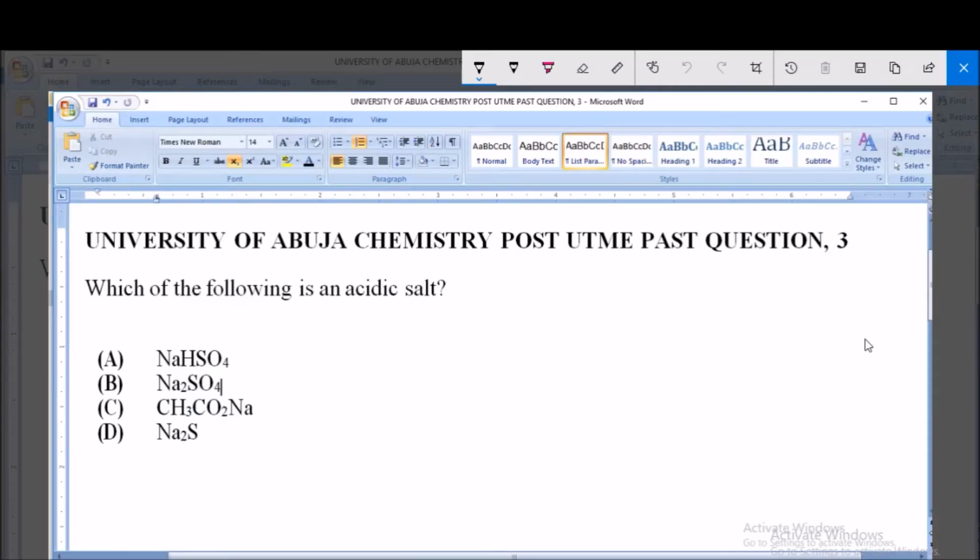Today we'll be dealing with University of Abuja Chemistry Post UTME past question 3. Which of the following is an acidic salt? A. NaHSO4, B. Na2SO4, C. CH3CO2Na, and D. Na2S.